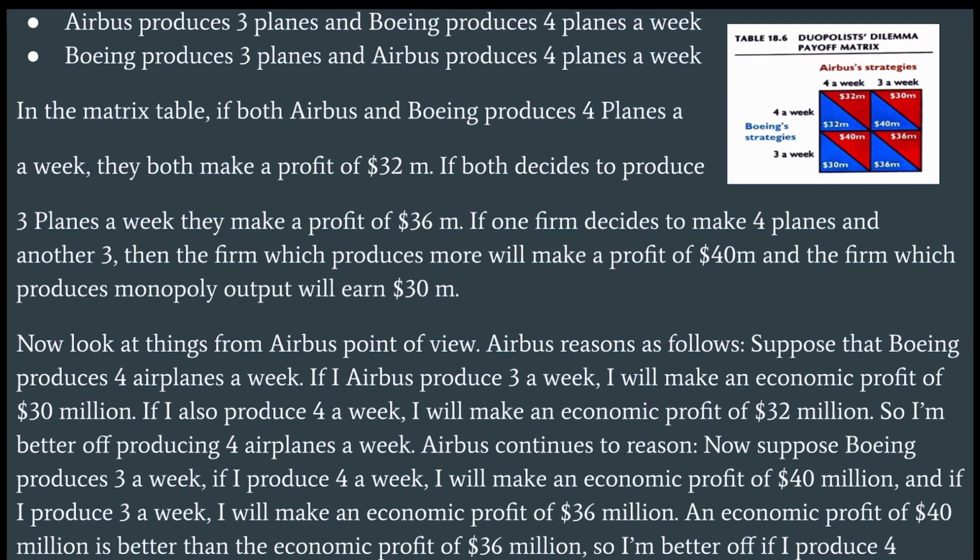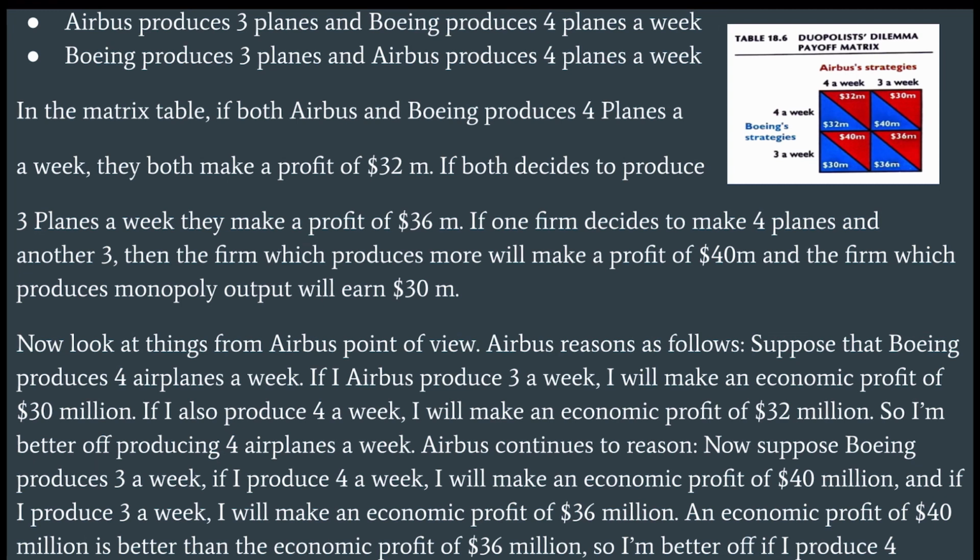In the matrix table, if both Airbus and Boeing produce 4 planes a week, they both make a profit of $32 million. If both decide to produce 3 planes a week, they make a profit of $36 million. If one firm decides to make 4 planes and the other 3, then the firm which produces more will make a profit of $40 million and the firm which produces the monopoly output will earn $30 million.